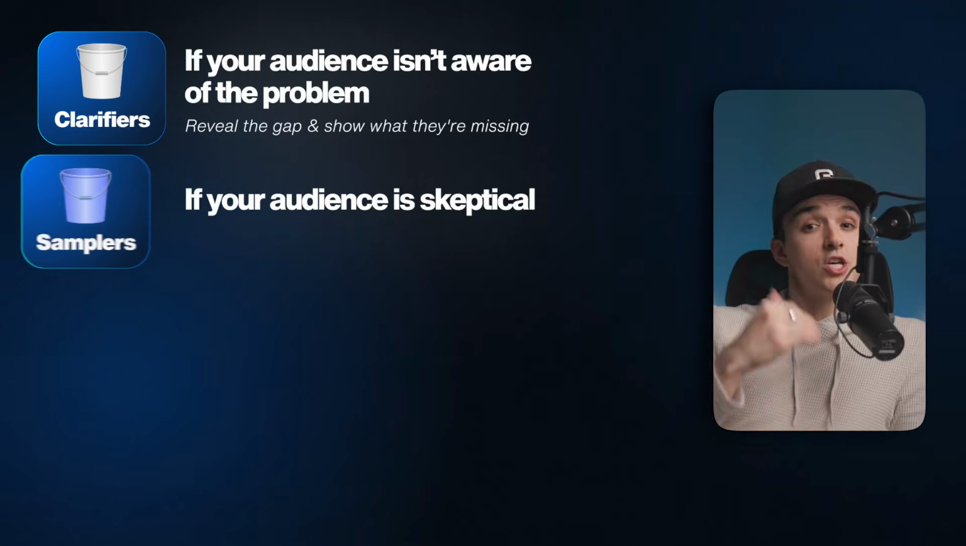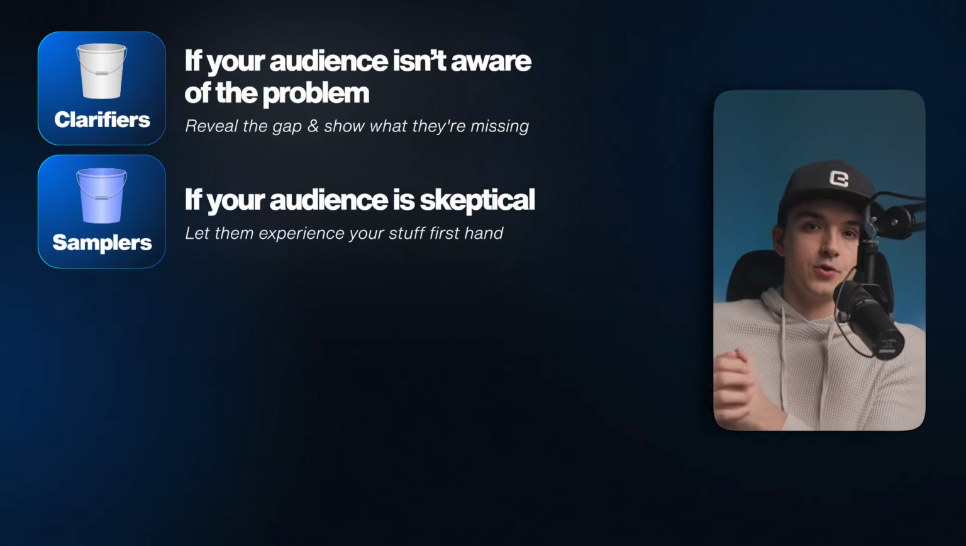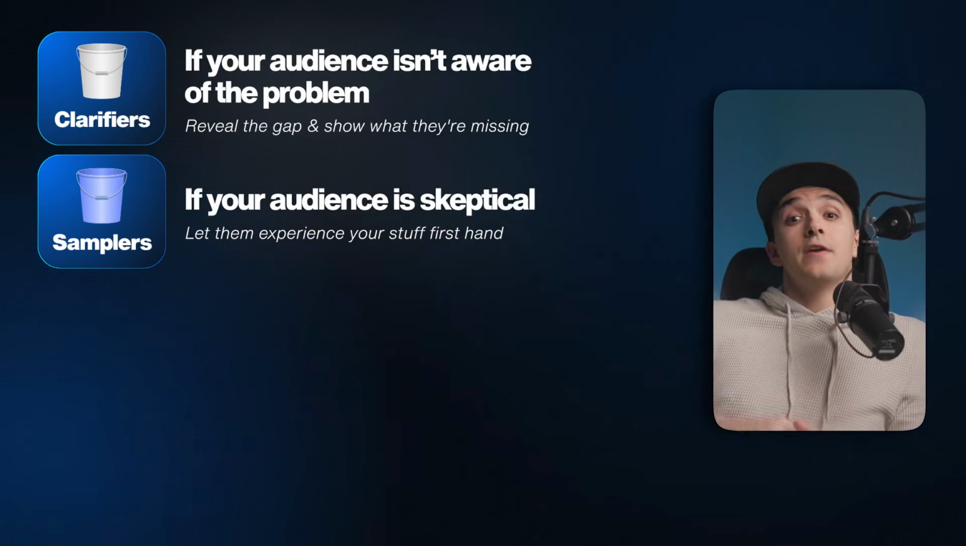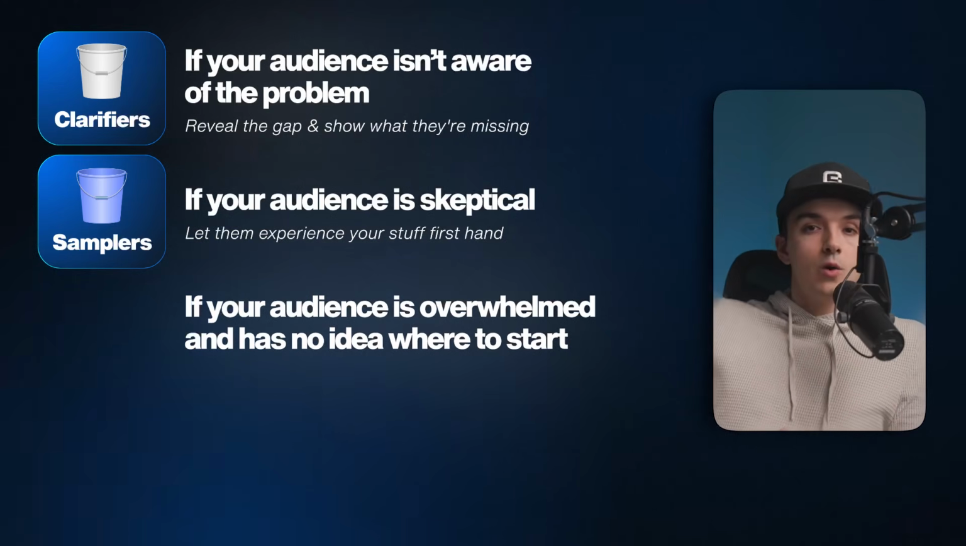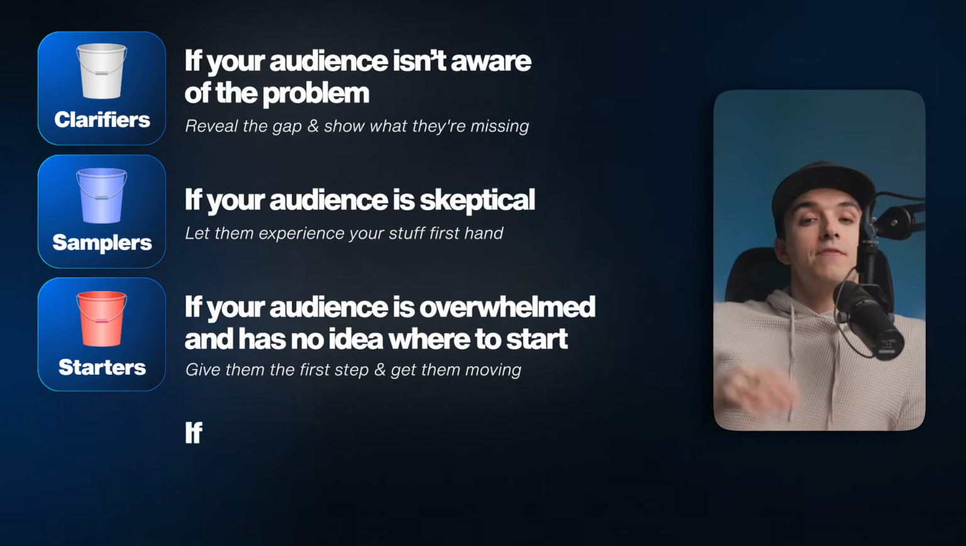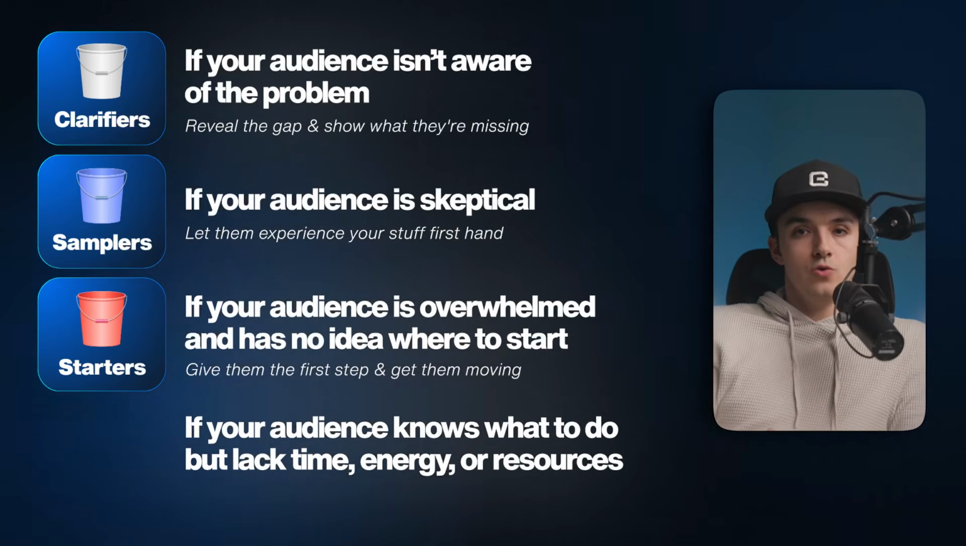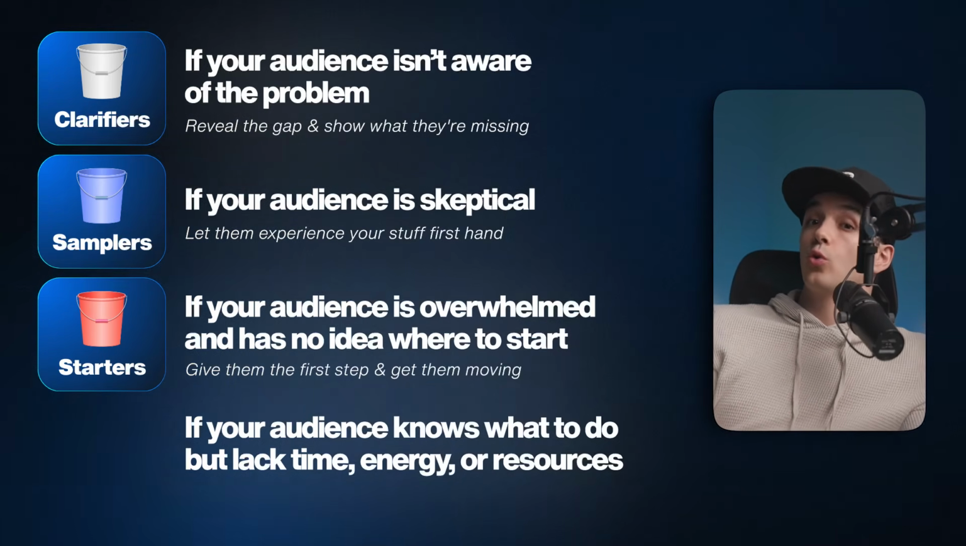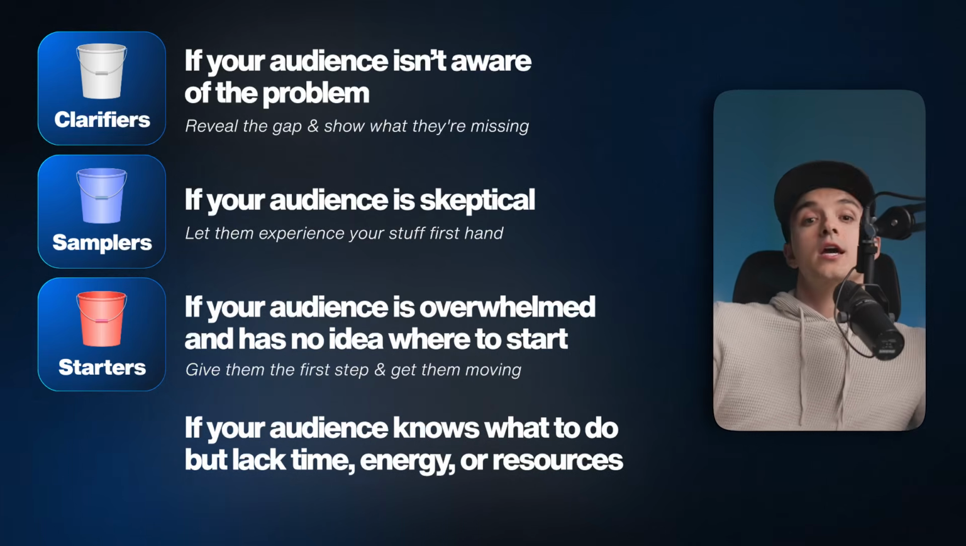If your audience is skeptical that you can actually help them, use a sampler. Let them experience your stuff firsthand, prove it, don't just claim it. If your audience is overwhelmed and has no idea where to start, use a starter. Give them the first step, get them moving. And finally, if your audience knows what to do, but doesn't have the time, energy, or resources to do it themselves, use a shortcut.